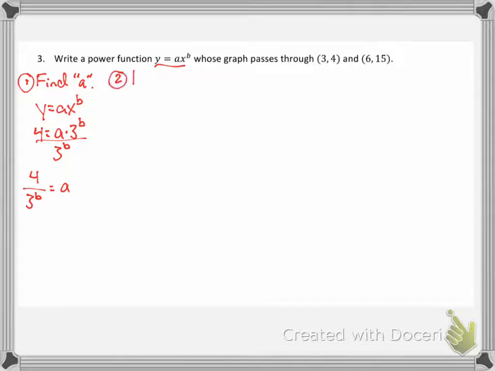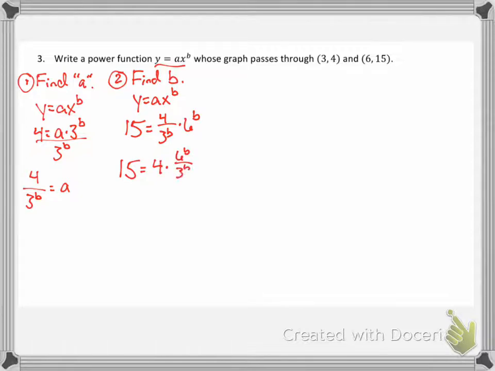The very long step 2, now it's time to find B. So again, I plug in everything, including the second point and my expression for A. So my second point was 6, 15, so 15 is going to go in for Y. The A is 4 over 3 to the B times 6 to the B. Now I'm going to rewrite this so that the B's are on top of each other. So I'll have the 4 out front. And then we'll put the B's over top, 6 to the B over 3 to the B.